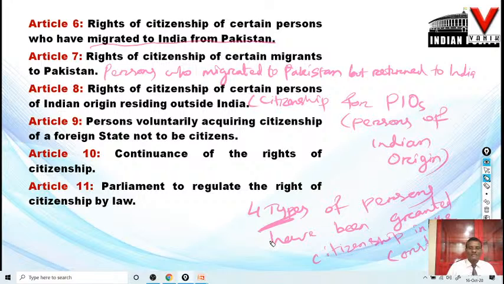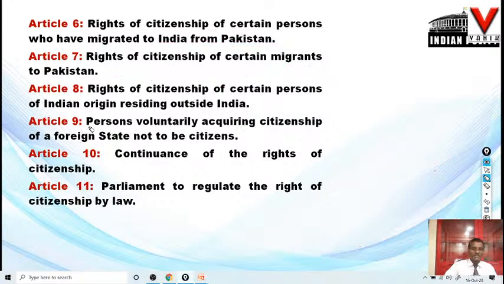Okay, and that is your domiciles of India, right? Persons who migrated from Pakistan, number two, and persons who migrated to Pakistan but returned to India, number three, and then persons of Indian origin. Okay, these four kinds of persons got citizenship. Then Article 9: persons voluntarily acquiring citizenship of a foreign state not to be citizens. Okay, so it mentions this article.